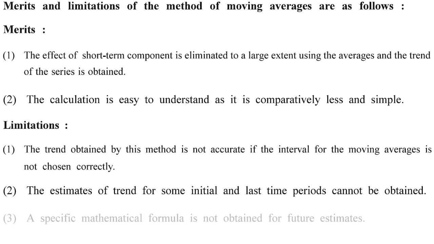That's the main limitation. Last one, a specific mathematical formula is not obtained for future estimates. As you can see here, using the moving average method, we can actually only obtain limited values. It's unlike the least square method, using which we can estimate any value in any series you want, future, past, in between, doesn't matter. Moving average can only be obtained for middle values, in between values, for which values are already available. It can be used for other things.